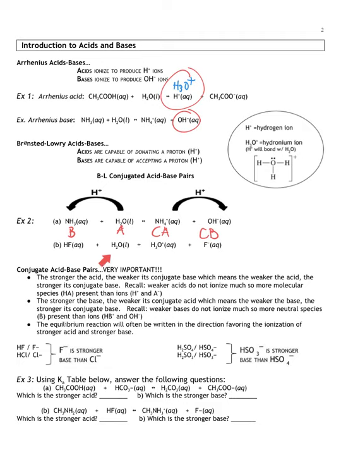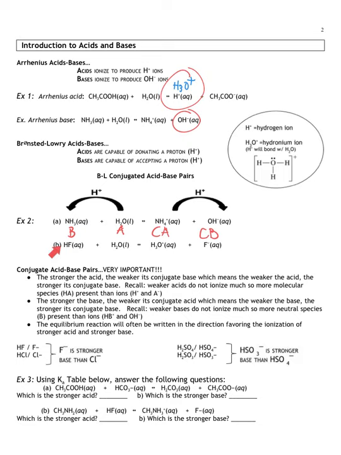Now let's look at B. So once again, I look at the reactant, I look at the product, it's in equilibrium. So I compare the reactants and products. I see that HF here became F minus. So here's the conjugate of HF here.